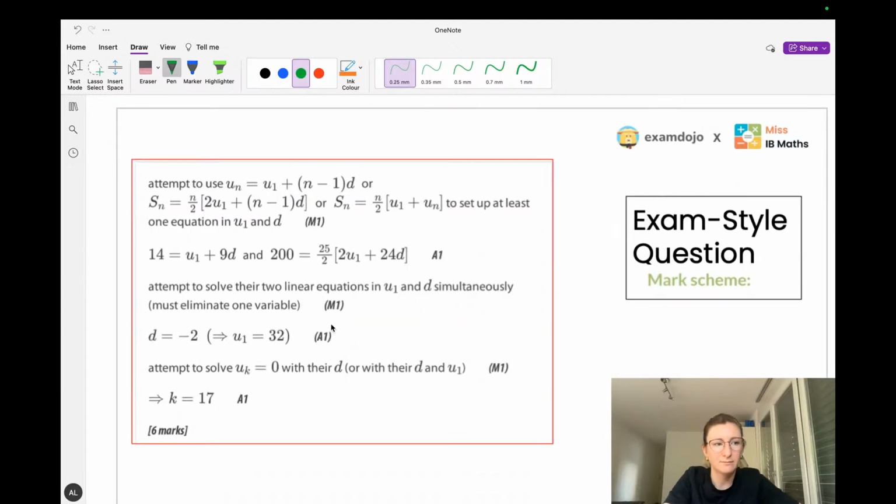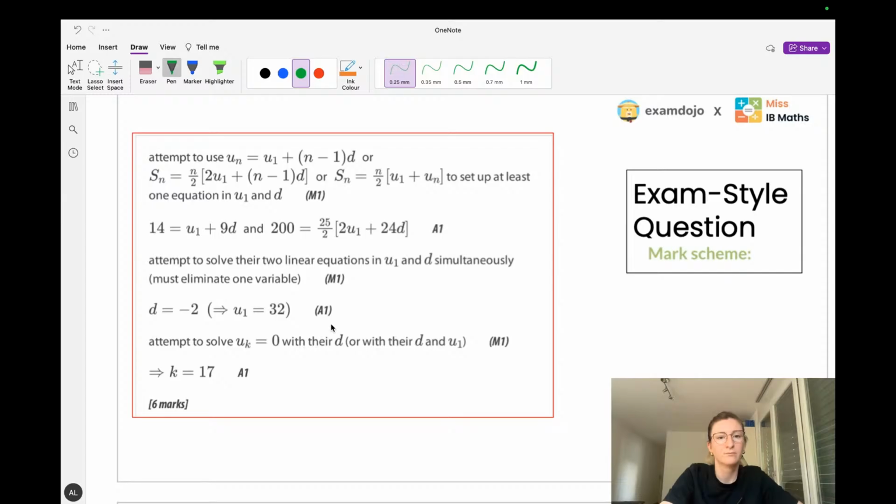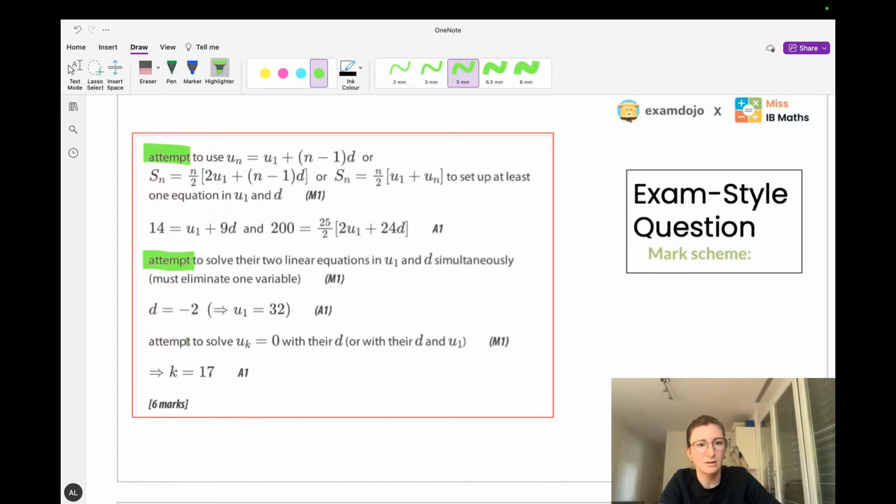All right, nothing crazy, but again, do you see the use of attempt? Attempt. So just showing your working can often get you so many marks, just attempting. So showing them by any means possible, an attempt.